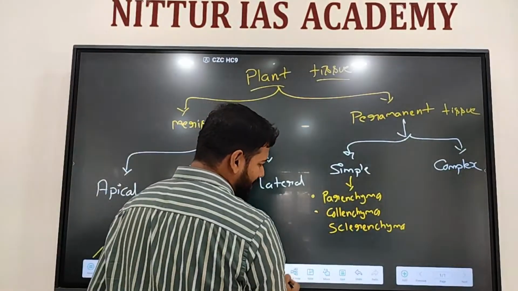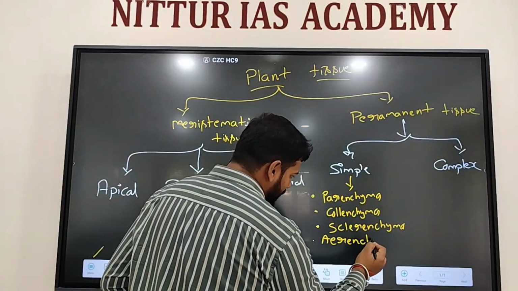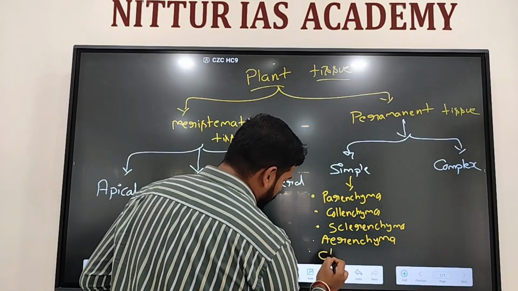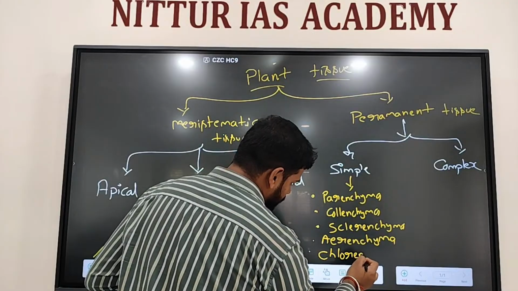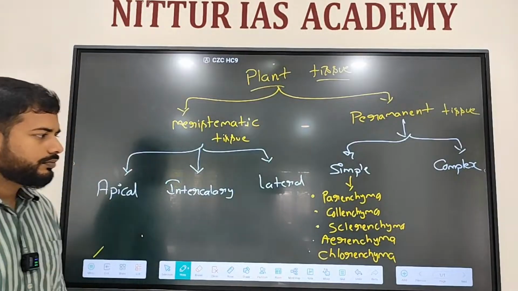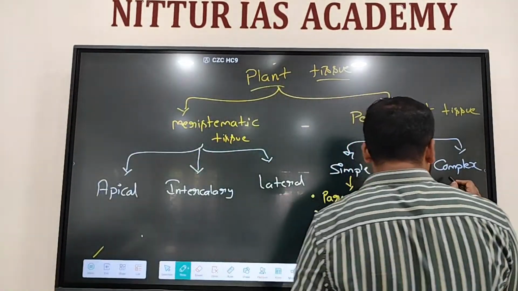Parenchyma, collenchyma, sclerenchyma, parenchyma, chlorenchyma. These are all the types of simple permanent tissue.